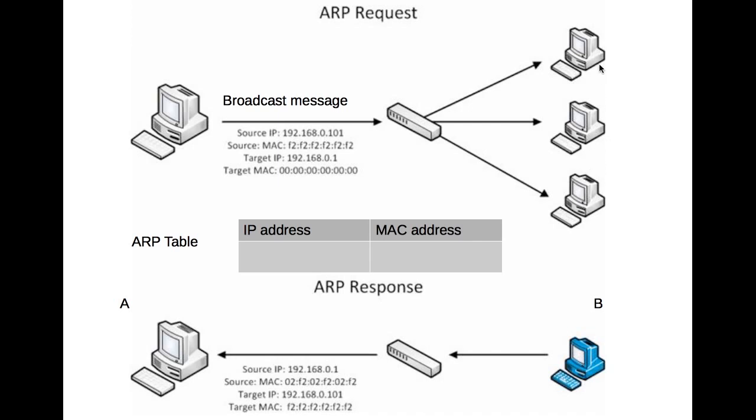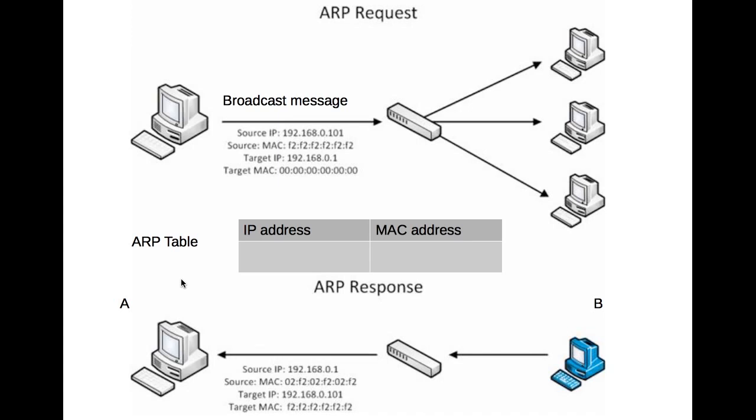And they will compare their IP address with the target IP address sent in the ARP request. If their IP address matches, only then will they reply back to A. In this case, machine B's IP address matches the target IP in the ARP request. So B will send an ARP response to machine A. This will consist of its MAC address, and thus communication will be established between A and B.